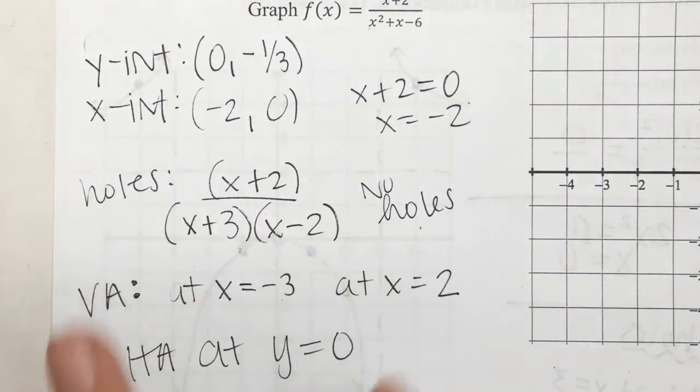Graph all this first. These points, then your VA and HA, then use your table to help you with points. Let me know if you need help.